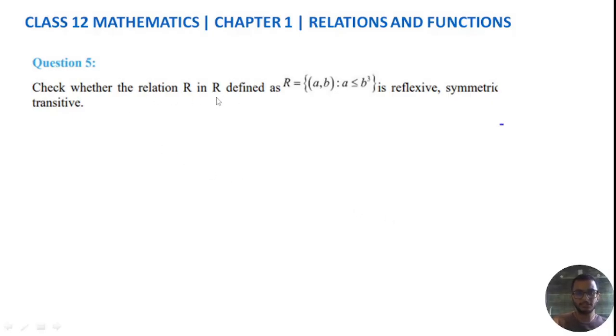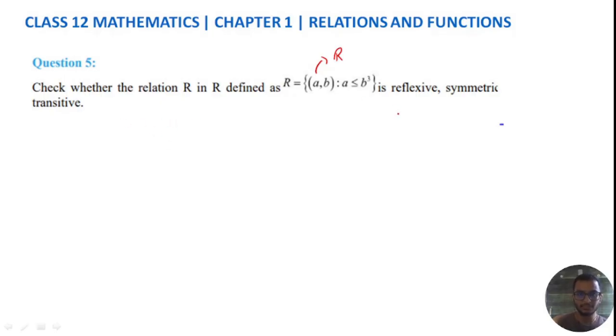Check whether the relation R in script R, that is the set of real numbers, defined as pairs (a, b) such that a is less than or equal to b cube, is reflexive, symmetric or transitive. I made a mistake in reading the question: we have to check whether this relation is reflexive, symmetric or transitive.